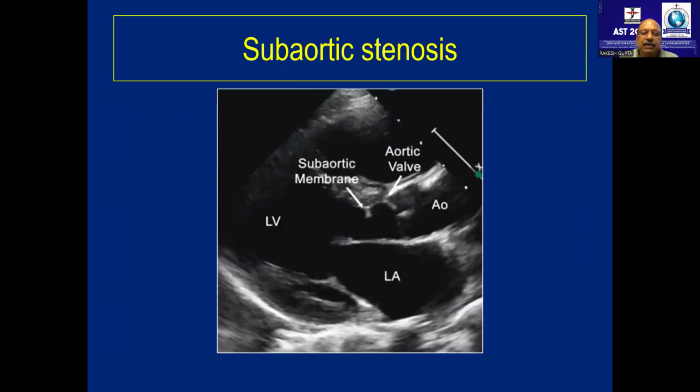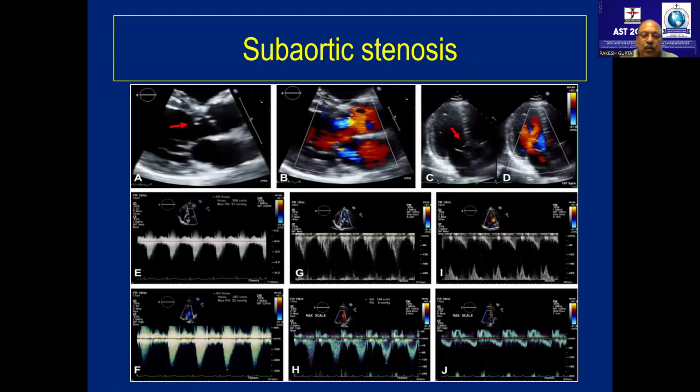Then there is subaortic stenosis. Subaortic means before the aortic valve, here is a membrane. That is subaortic stenosis. And what will you get in subaortic stenosis? A dynamic LVOT obstruction. You get a Doppler spectrum pattern which is dagger shaped, with a long acceleration time and sharp deceleration time.